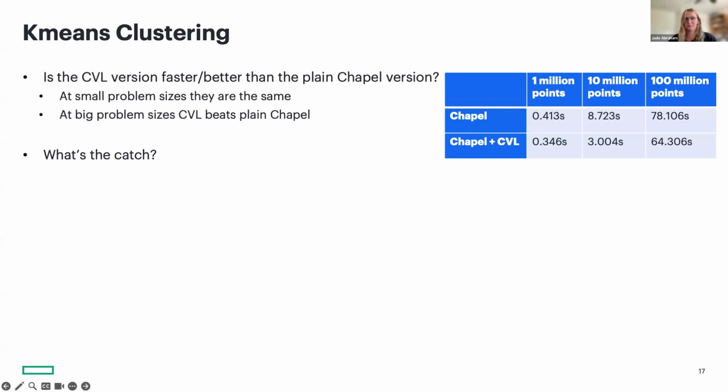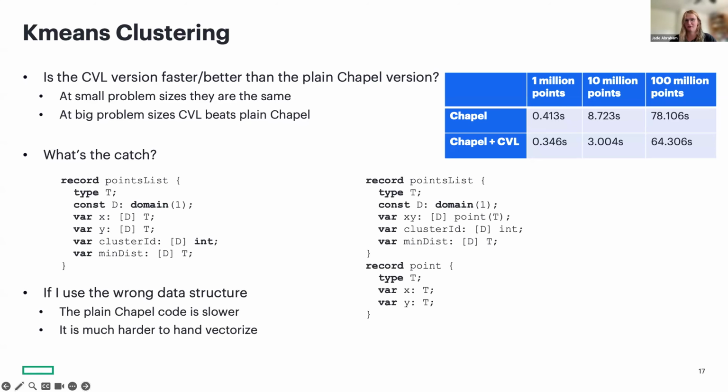But as far as getting this performance, you have to write your code differently. Both programs, the Chapel and the Chapel plus CVL, are using the data structure on the left. And I've structured my data so X and Y are separate. They're in contiguous memory together, and vectors can run across them really easily. If you write with the right data structure, it's easier for a human to understand and easier for a human to read. But the plain Chapel code is going to be slower, and it's much harder to write a vectorized version.